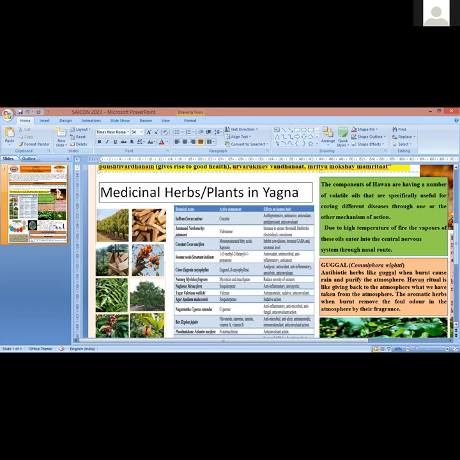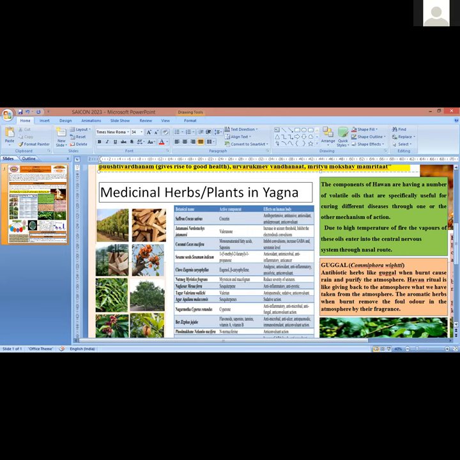Apart from mango wood, there is elaichi, tulsi, cinnamon, aloe vera, neem, chandan, ajwain and loban. And what happens there? I will not say that a single plant alone is able to do all this, but in combination.